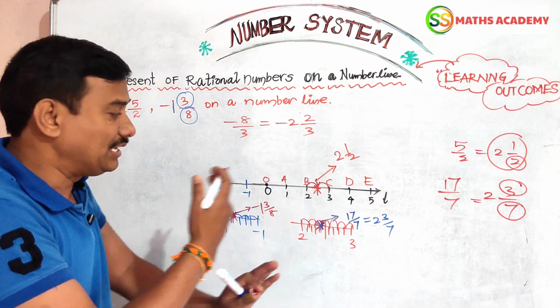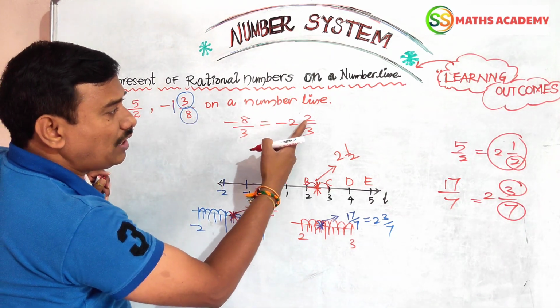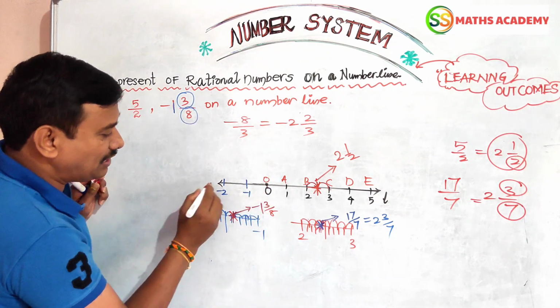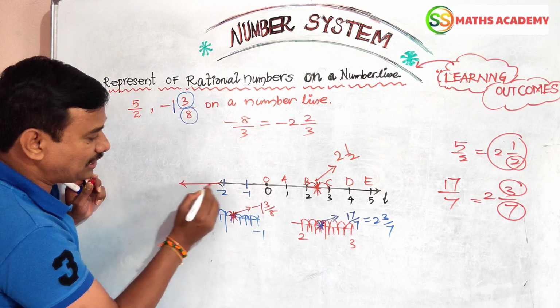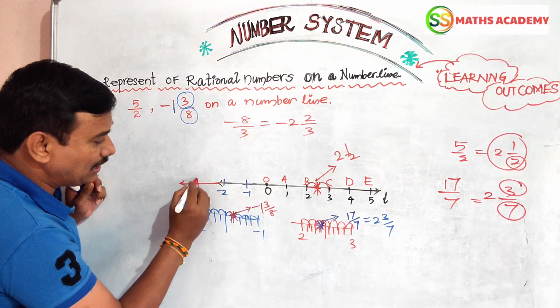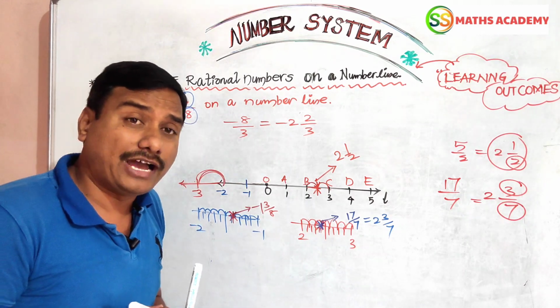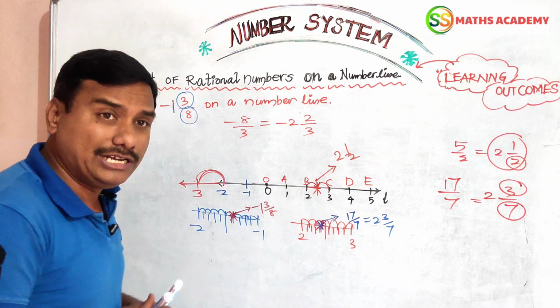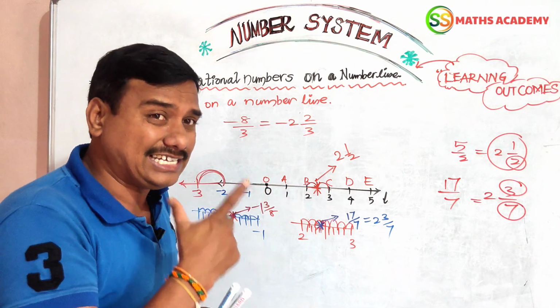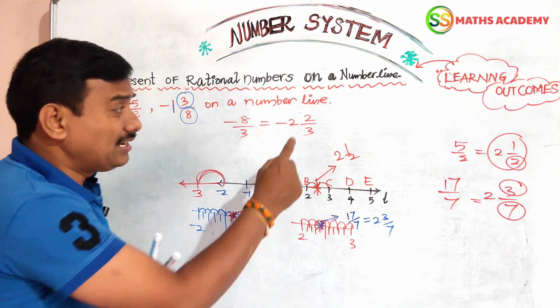It will be represented, for example, after minus 2. Minus 2, after that what is the number there? Minus 3. Take the equal length by using a scale. Between these two numbers only this number will be represented. Between minus 2 and minus 3 only this number will be represented. Now let us see the last example, dear friend, about this number line.